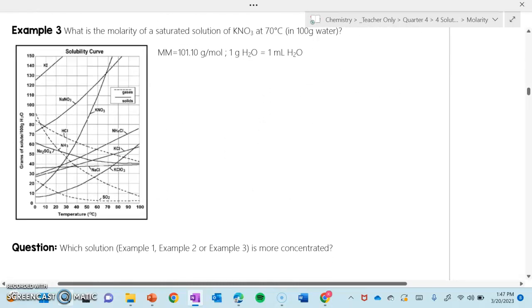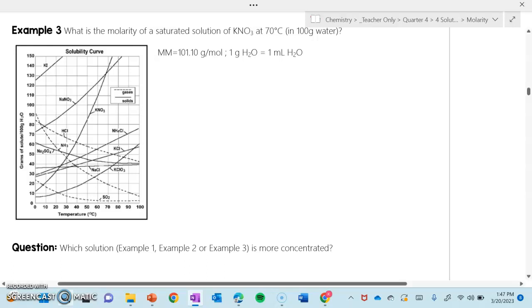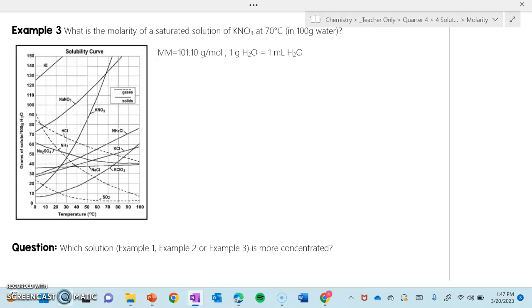Okay, and then the third example here is using our solubility curve, kind of what we did last week, to figure out how much solute will be dissolved. And then we're going to need to do kind of what we did in example 2, make sure our units are correct to plug in. So we'll need moles and we'll need liters. So let's identify our solute. What is the molarity of a saturated solution of KNO3 at 70 degrees in 100 grams of water?